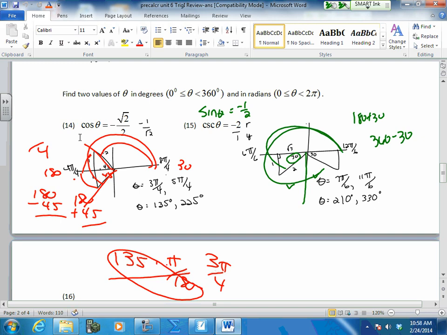Make sense out of it. You've got a coordinate plane, and you're putting an angle on here, circling 360 degrees on your coordinate plane.